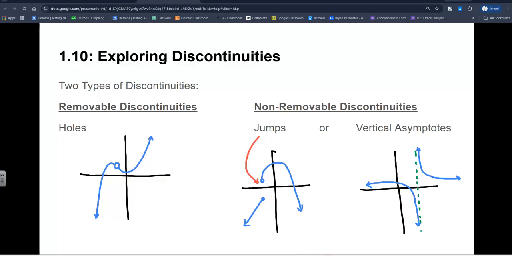Okay, so these are the three types we're going to be concerned with finding. Today we're just going to look at finding these discontinuities, understanding where they're at. Tomorrow we're going to start proving that there are discontinuities, which we have to be a little bit more formal about.